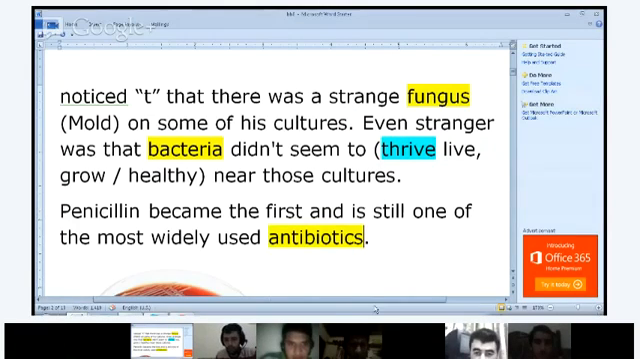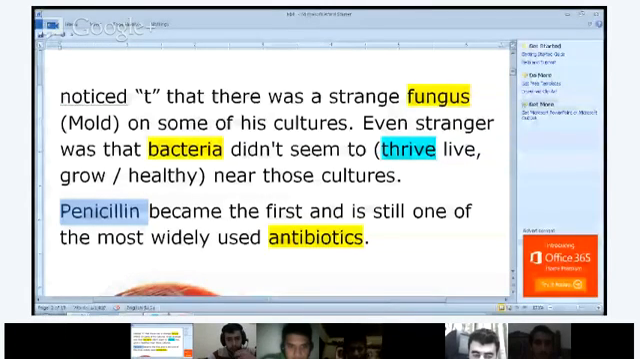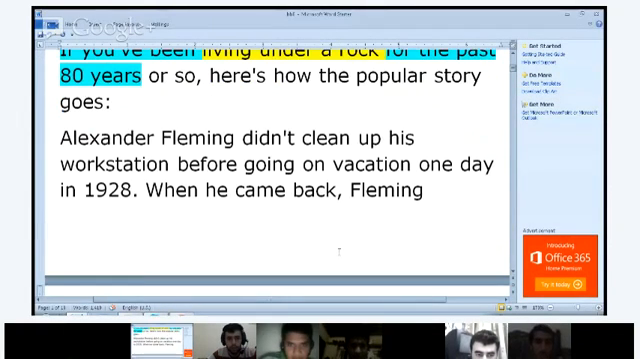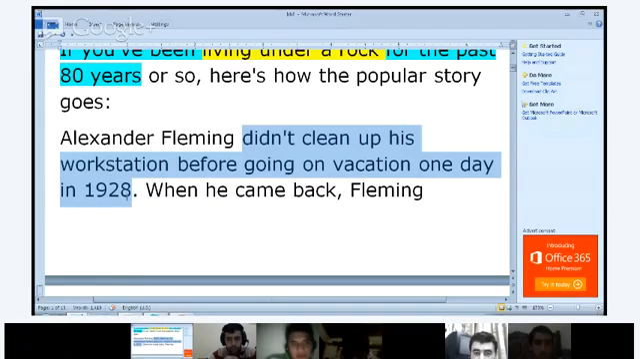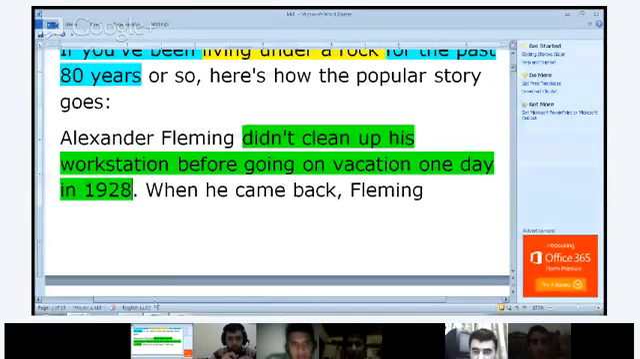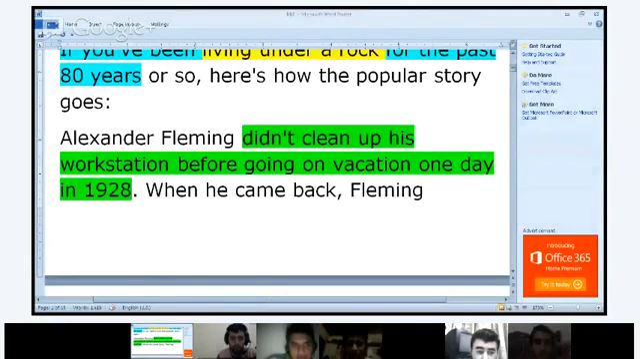Okay. So this was the discovery. This was the very first antibiotic that was discovered. And why was it discovered? Penicillin. No, but sorry, why did he discover it? Oh, because of an accident. Yeah, and specifically, because he didn't clean the office.